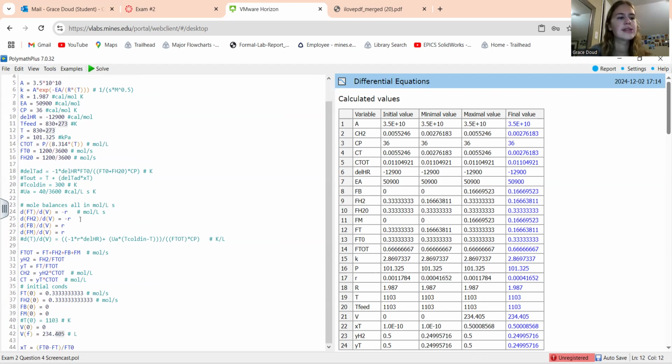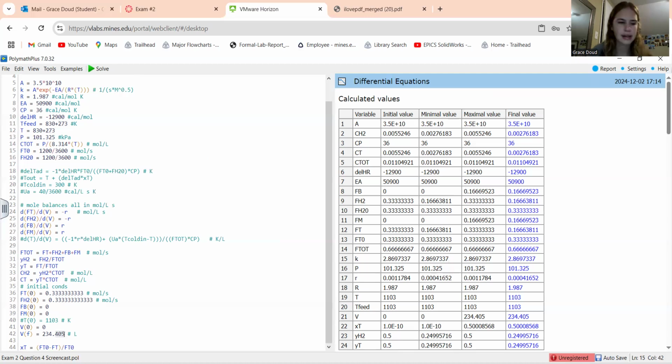And here are my mole balances. It's for a PFR, so dF/dV is going to be the reaction rate, with super simple stoichiometry here. Then I do F total, and then my mole fractions, and then my concentrations here. And here are my initial conditions. Since they're in moles per second, it's one-third each.